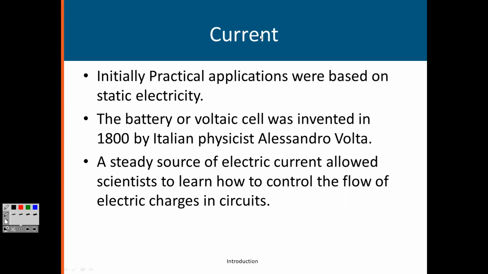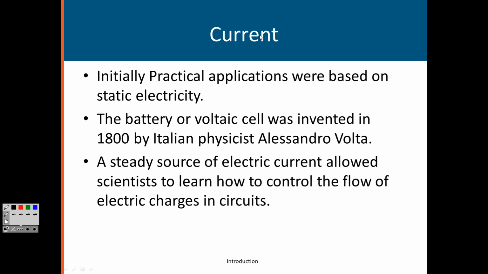The battery is a device which can drive the current around in a conductor, like the cell in your mobile or in your flashlight. The voltaic cell was invented in 1800 by an Italian physicist, Alessandro Volta. That's why the unit for measuring potential difference is named volt, after this guy, Alessandro Volta. It was a steady source of electric current.